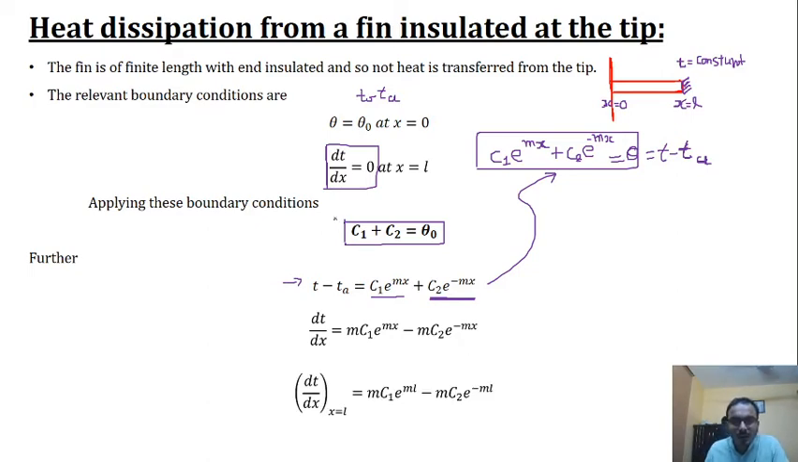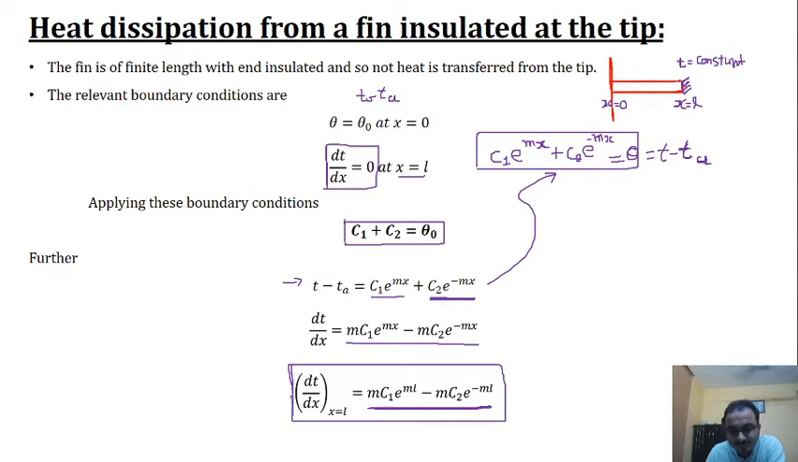So as this derivative is 0 at x equal to L, we can put L instead of x. So in this equation, as you can see, there is x present. Instead of that, x is being replaced with L. Okay, so finally we can say that C1 e raised to ml minus C2 e raised to minus ml is equal to 0.